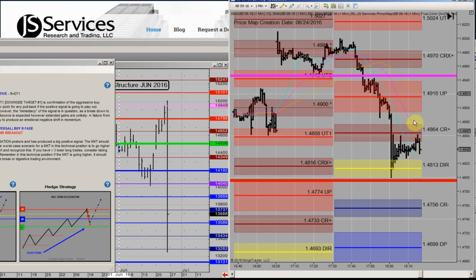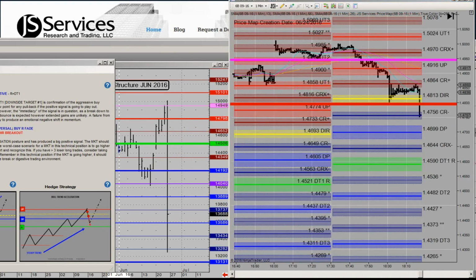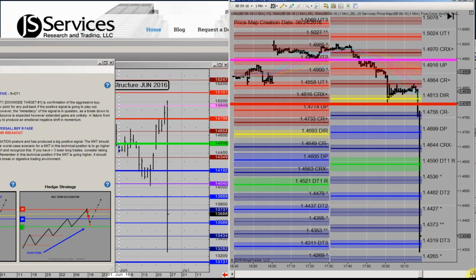Market would need to trade above here to negate that and put it in neutral, and then we get a failure. And we get this failure here, and the market is giving us a fresh sell signal below the directional, and we're also now failing below the monthly UP. And then we have our event break, and the market just takes off, goes right through everything all the way down to the DT3.